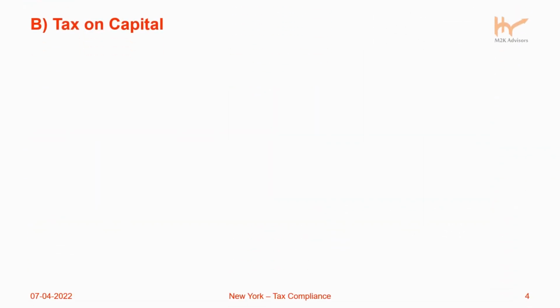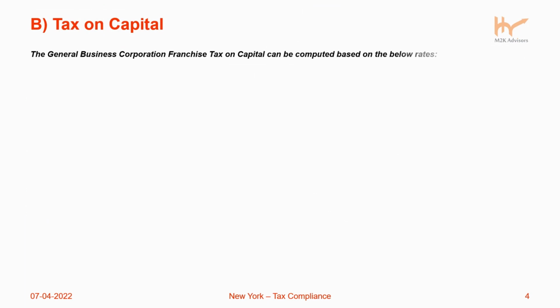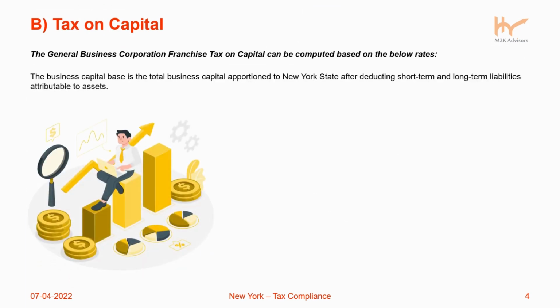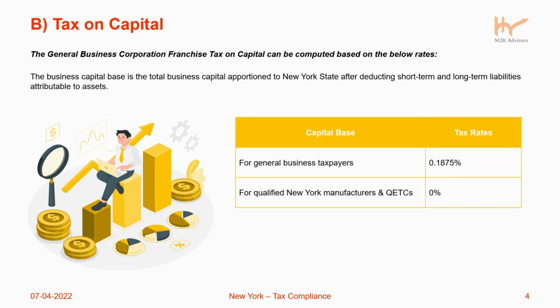B. Tax on capital. The General Business Corporation franchise tax on capital can be computed based on the below rates. The business capital base is the total business capital apportioned to New York State after deducting short-term and long-term liabilities attributable to assets. Tax rates of capital base for general business taxpayers is 0.1875% for qualified New York manufacturers and QETC's 0%.